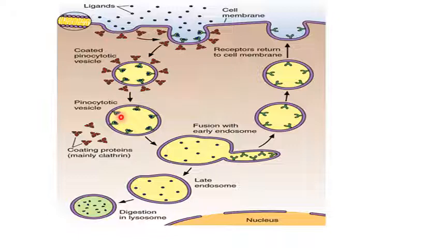When this coated vesicle comes in contact with a lysosome, the clathrin will leave the vesicle, and the fusion will lead to removing the contact between the receptor and the ligand, and the receptor will go back to the surface of the cell again.